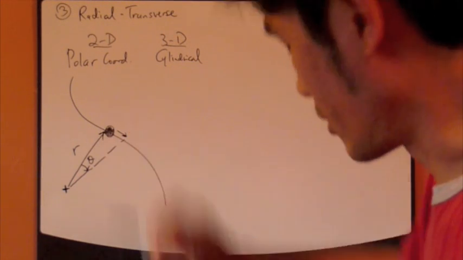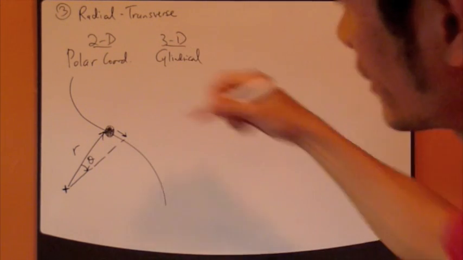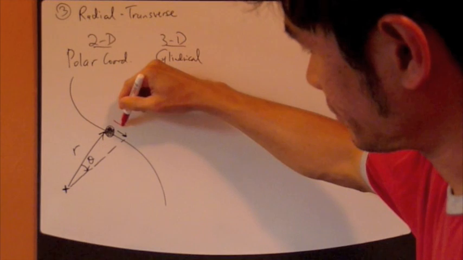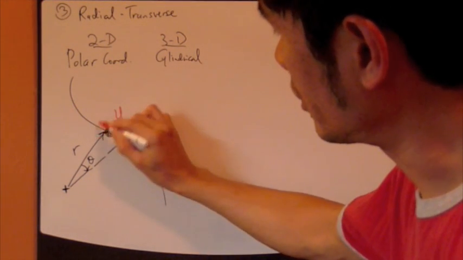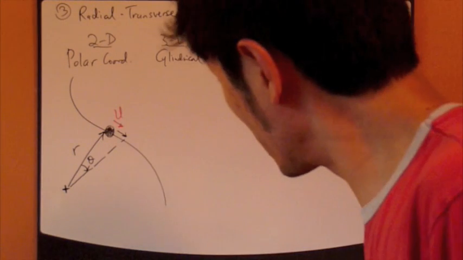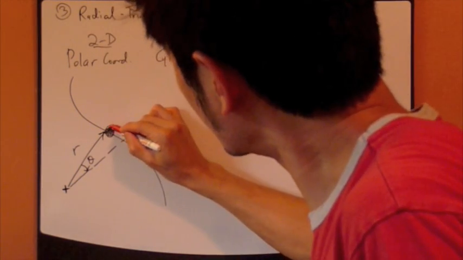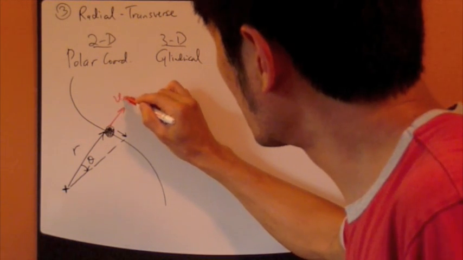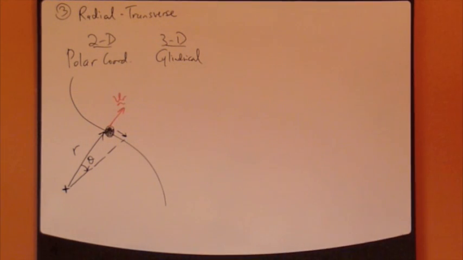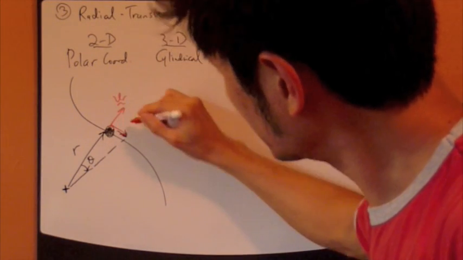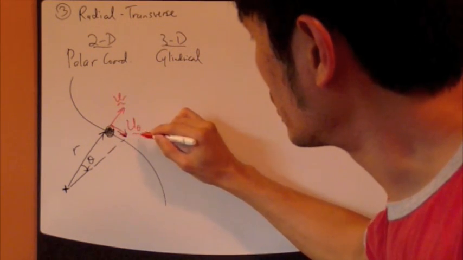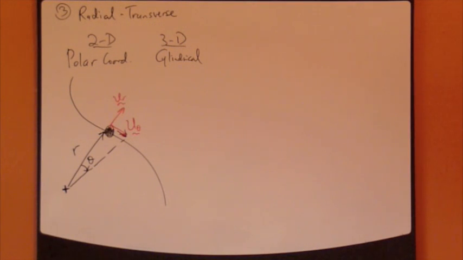Okay? So in the r direction, the unit vector is called... oops, the r direction. This is the transverse direction. The r direction is called U_r. In the theta direction, it's U theta. These are the unit vectors.